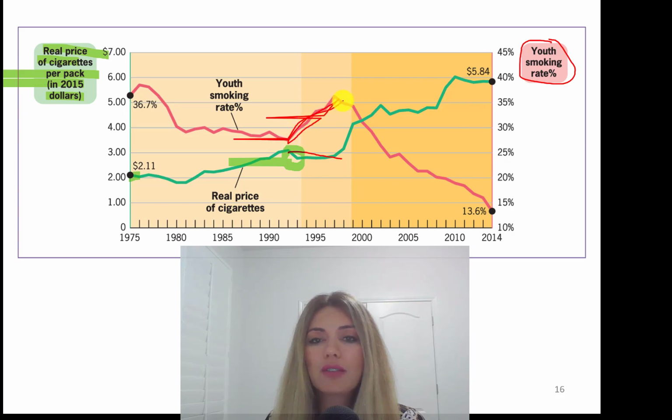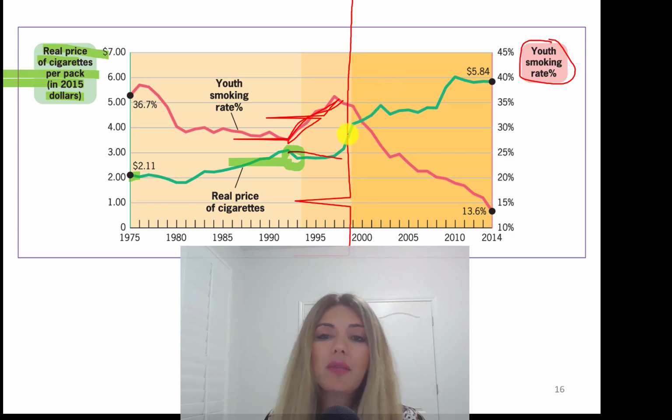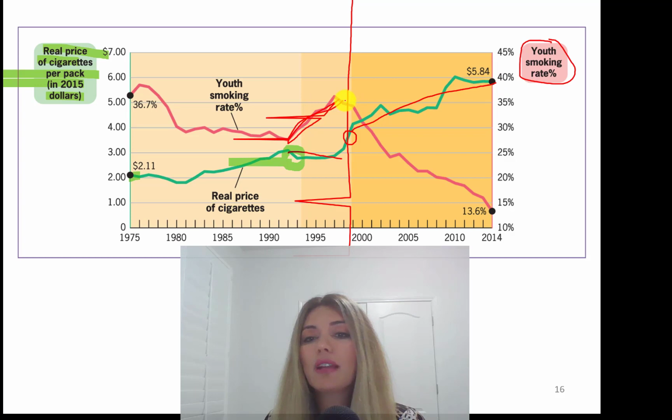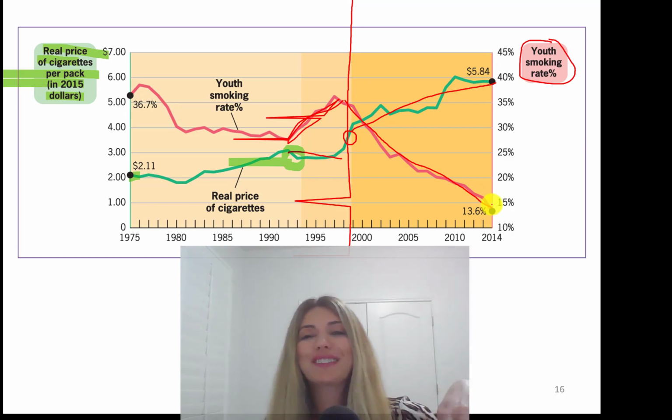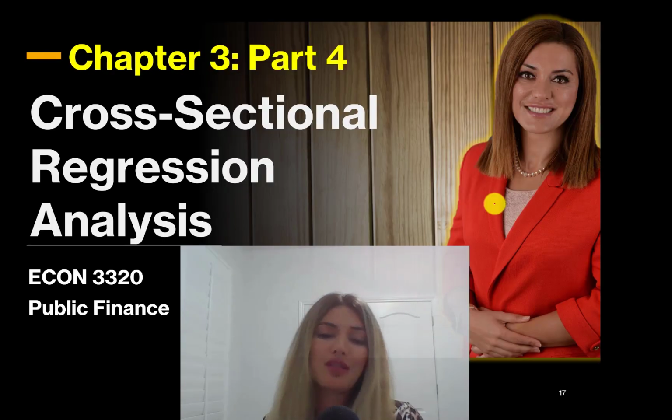This red curve is the youth smoking rate. This green curve is the real price. And here's when the tobacco company settlements happen. Because tobacco companies are settling big lawsuits, the price of cigarettes shot up. Went up. And look what happens to the youth smoking rate. Youth smoking rate declines. So if you can find these sharp policy changes, you can use what we learned about difference in differences estimation.